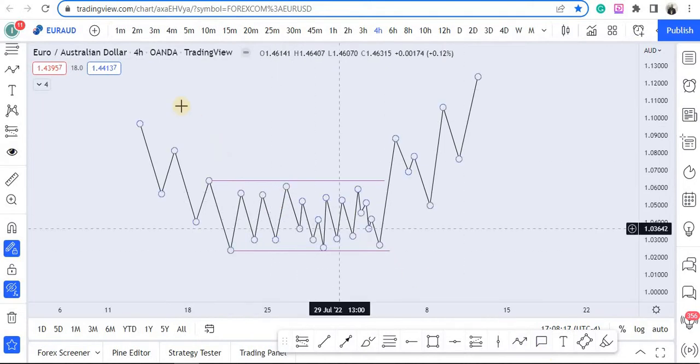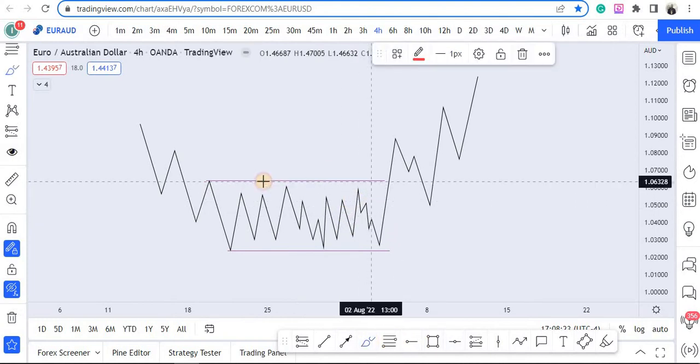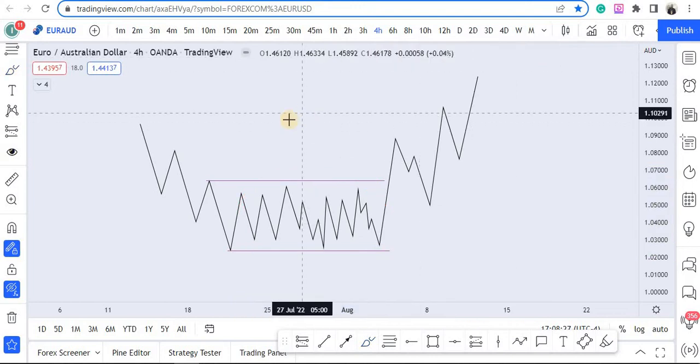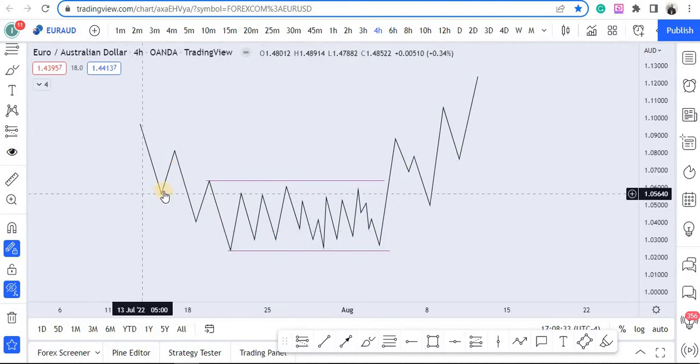Do not do anything here. Just leave the market alone. That's one of the ways you can improve your trading. So for example, we have this.